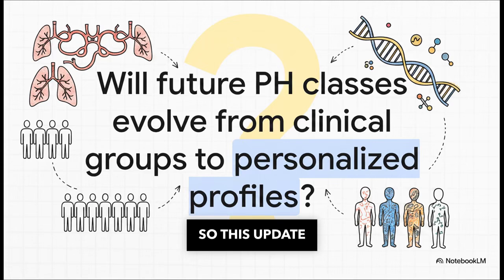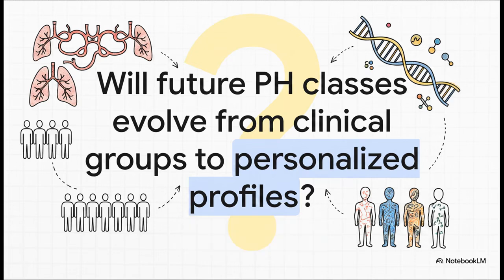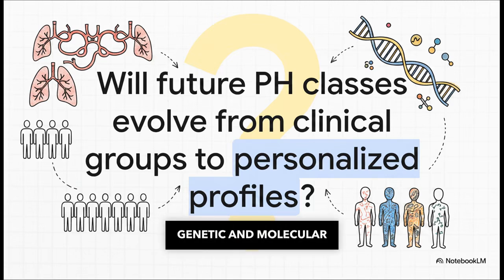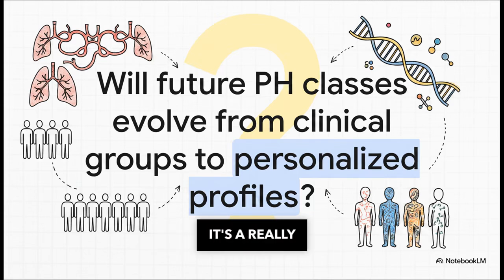So this update gives us some really critical clarity for our practice today. But it also makes you think, right? It prompts us to look ahead. The report itself even alludes to a future where we might actually move beyond these broad clinical groups, a future where we have a more personalized classification, one that's based on an individual patient's unique genetic and molecular profile. It's a really fascinating prospect for the future of how we manage pH.